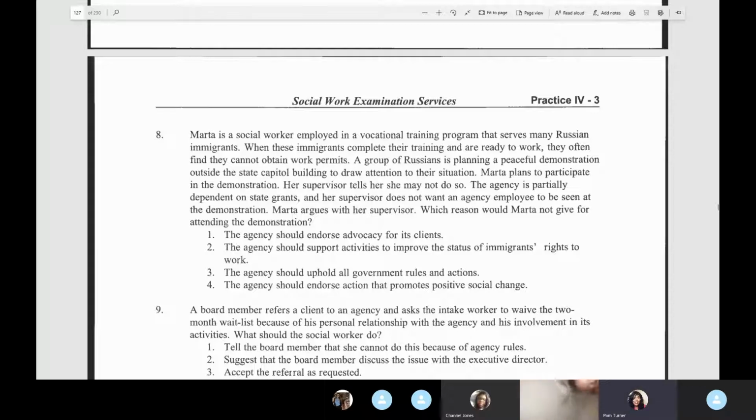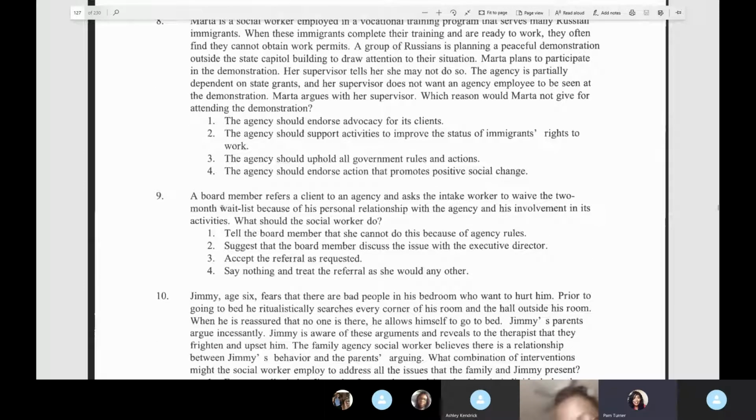I got a 3. Anybody else? Okay, and you are correct. So the agency should uphold all government rules and actions. So what rules or actions is she breaking? And it doesn't say anything about rules or actions in the vignette. Okay, so what's my answer? Well, it was 3, but I was just saying it was easy to eliminate because of that. Perfect, exactly. So I was able to justify that because there's nothing in there. Perfect, got it. Okay, number 9.